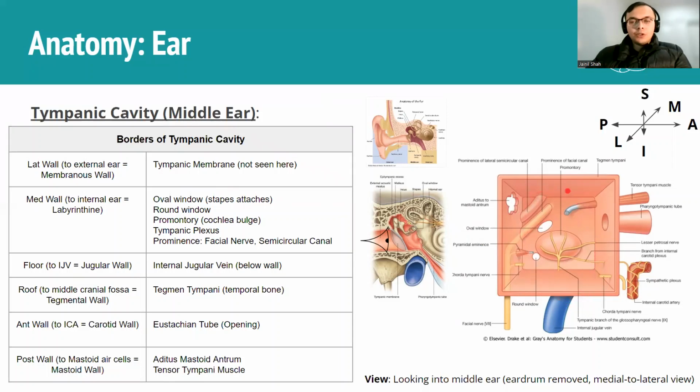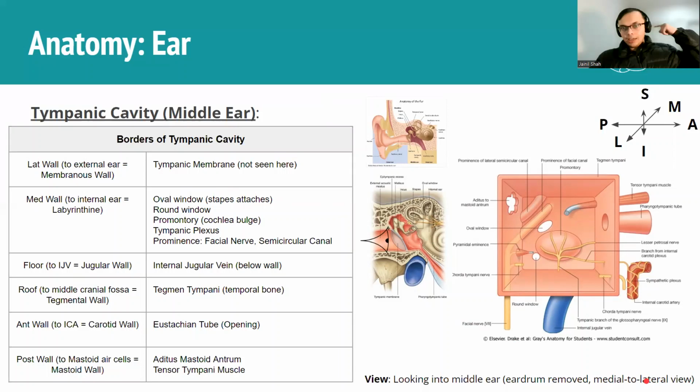But it can be kind of a difficult diagram to understand because it's hard to figure out where we're looking into and what we're looking at. So the way that I sort of explain it is imagine you're looking into your ear, but you're taking out the eardrum. So you're looking from lateral to medial rather than medial to lateral. So just a quick change to that statement there. I should say lateral to medial.